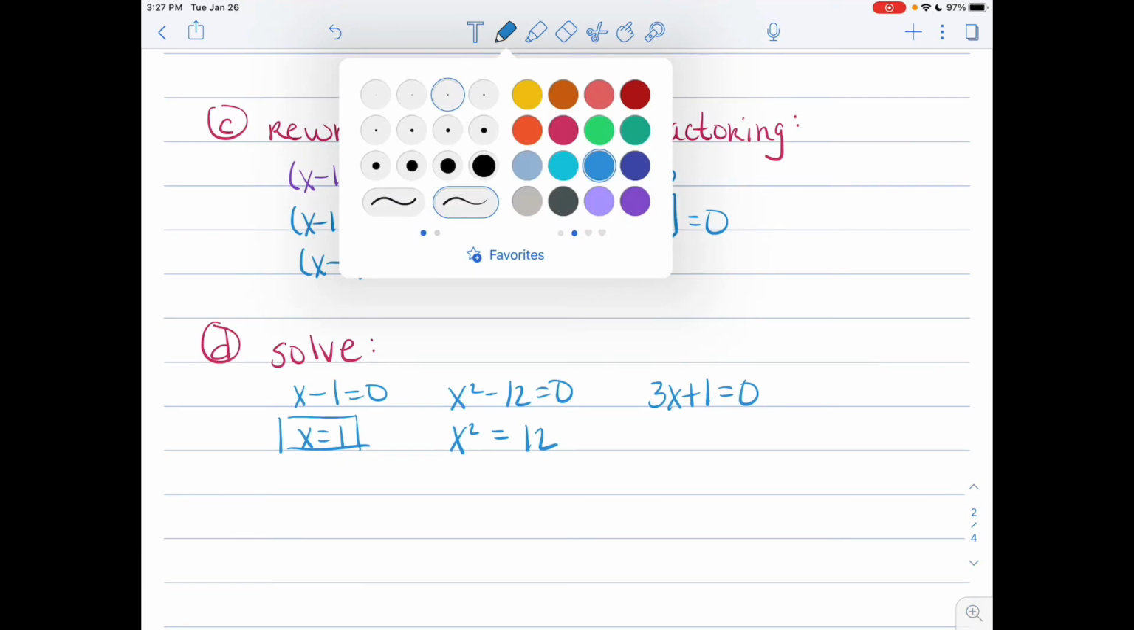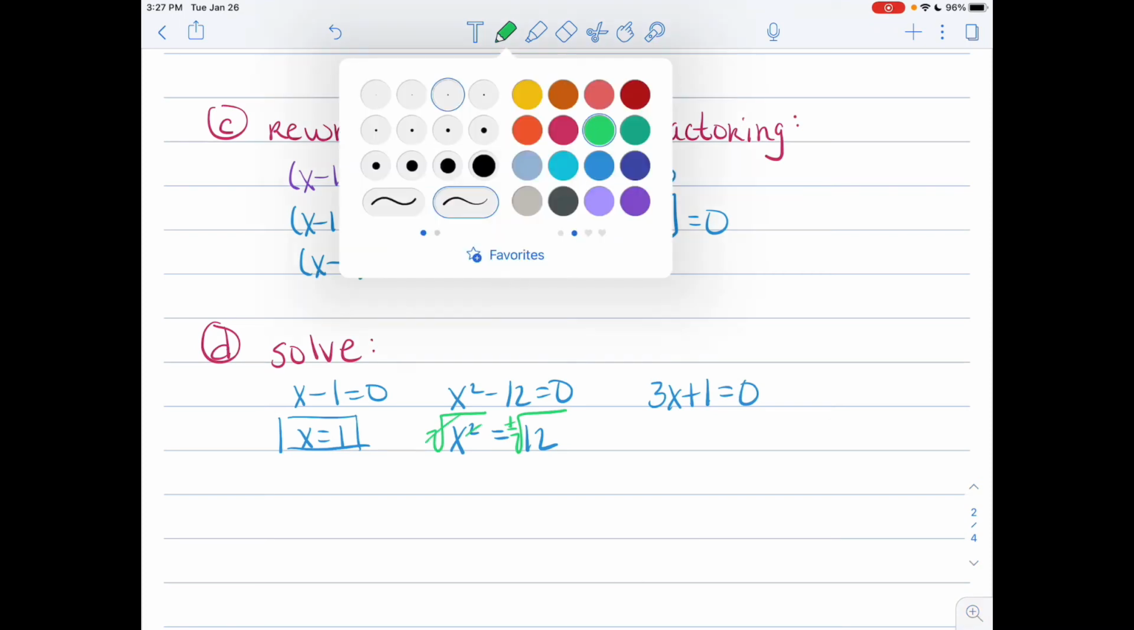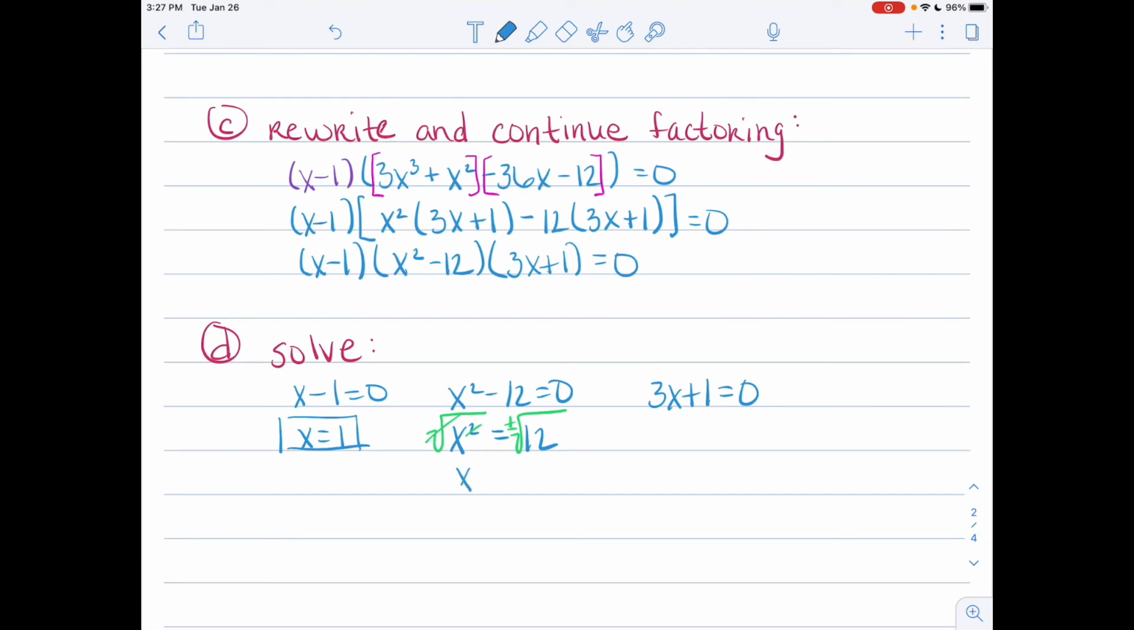Now, in order to solve for x, I need to undo a squared. So I undo that by taking the square root of both sides, remembering that I need a positive and negative on the square root of 12 because I don't know if it was two positive things that made the x or two negative things that made the x. Once it's squared, that information is gone. The x squared and the square root cancel, and that's going to leave me with x on the left. On the right, plus and minus square root of 12.